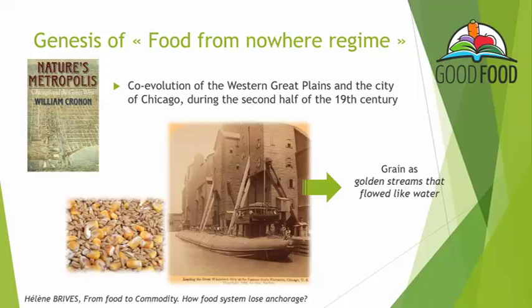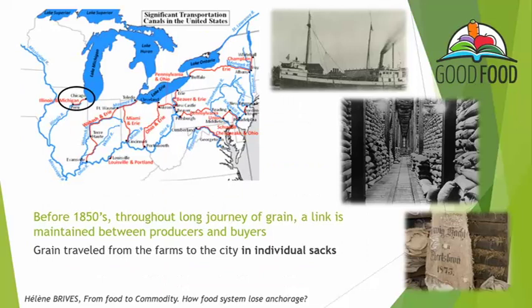We will follow 2 main characters in this story. First is grain, wheat and corn mainly. Second is the grain elevator. Grain elevators are these large warehouses, which in fact are more than just warehouses, as we will see. The first part of the story.